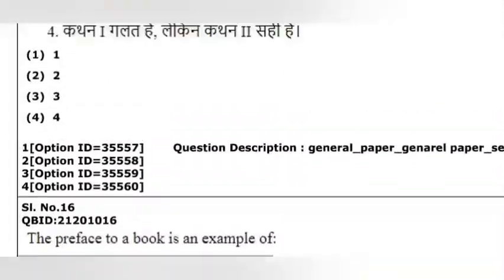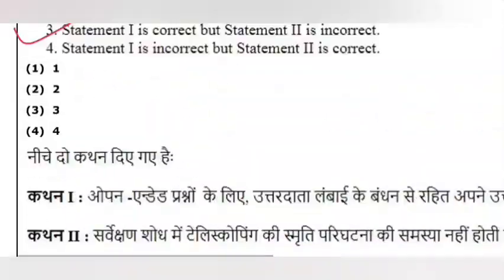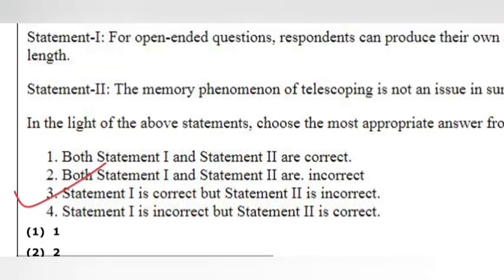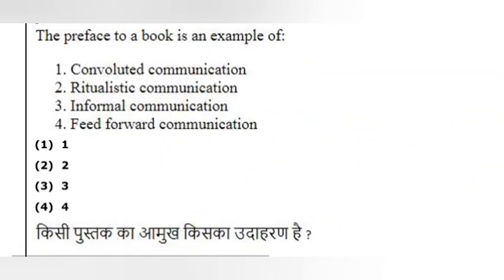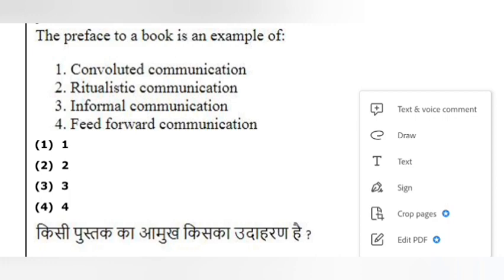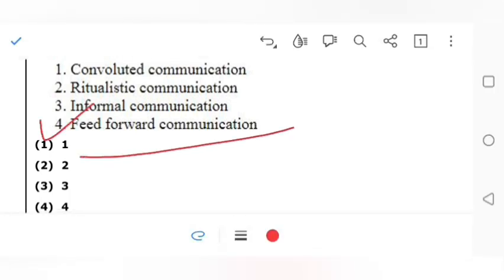Next question is 15. Yes, 15 is done. Now 16. It says the preface to a book is an example of what? Convoluted communication, ritualistic communication, informal communication, feed-forward communication. It will be feed-forward communication. Feed-forward.